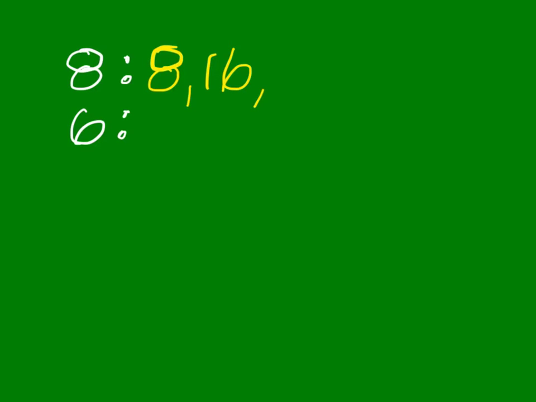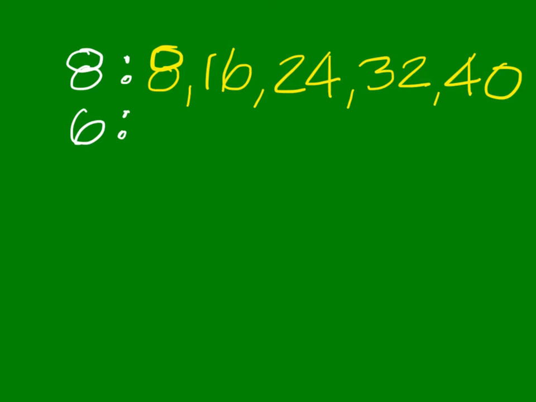Example 4. Let's say the two numbers I want to find an LCM for are 8 and 6. So I'm going to list the multiples of 8. 8, and then what's the next one? 16. What's the next one? 24. Then what? 32. Then what? 40. All right, let's go to 6. 6, and then what?